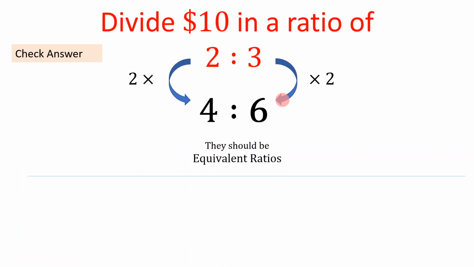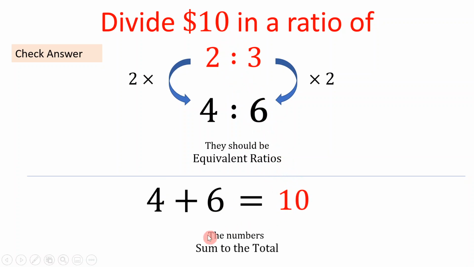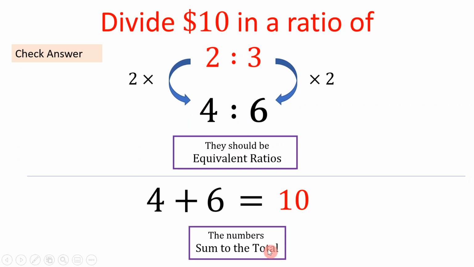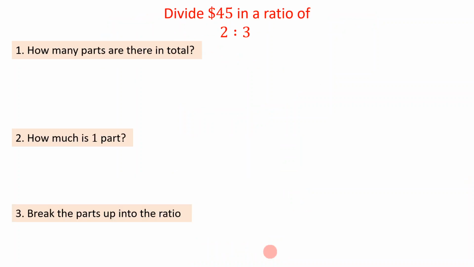The other way that you can verify that you've done this correctly is you can take your new ratio and add the parts together, and when you add them together, you should end up with the total amount you started with. So in this case, 4 plus 6 is equal to 10. So the numbers sum to the total. So there are two checks that you can use to make sure that you're using the unitary method correctly. Perfect. Let's now go through a different example.